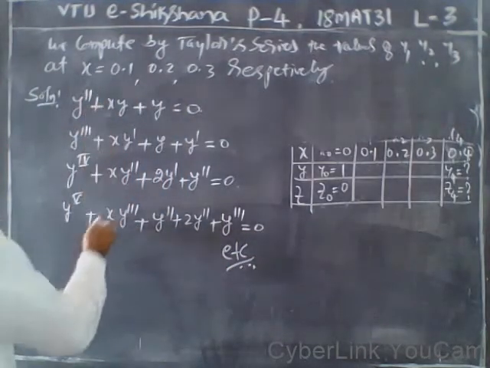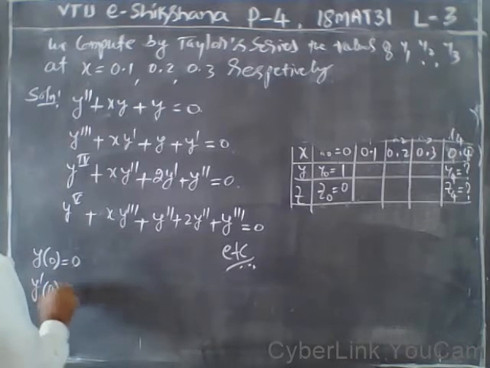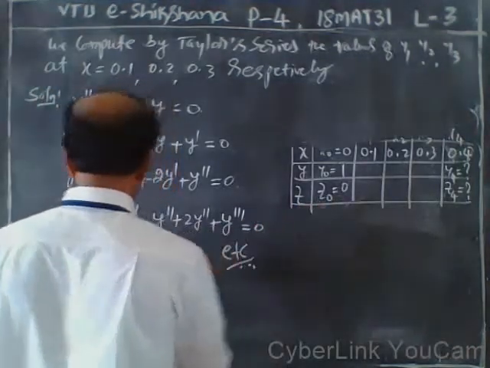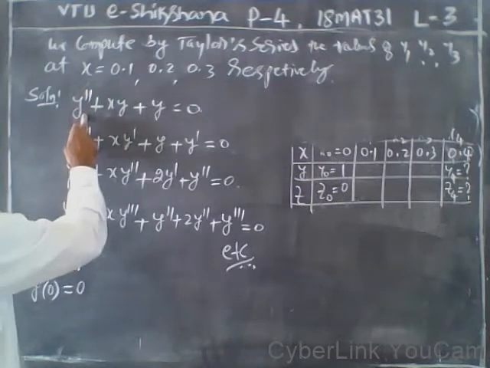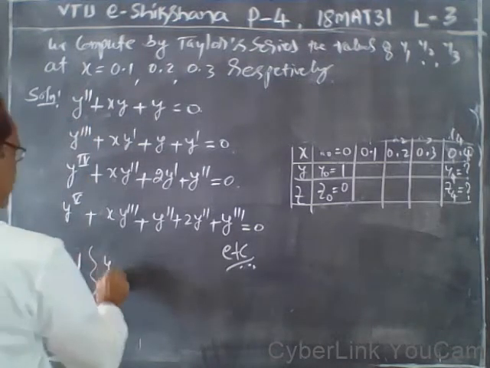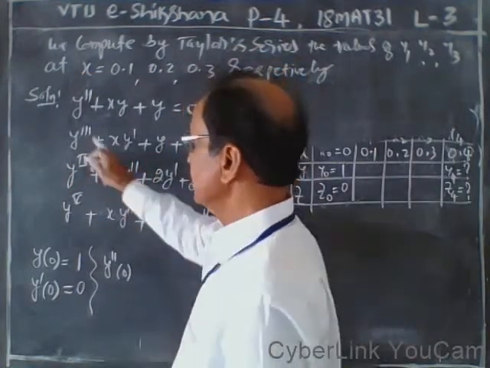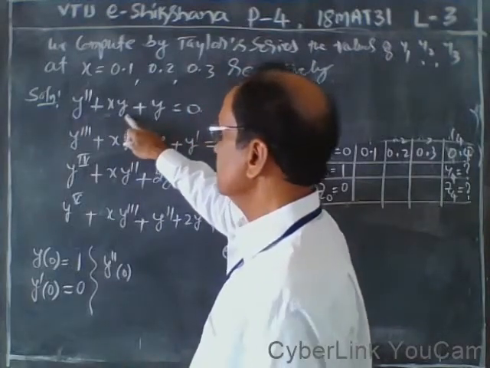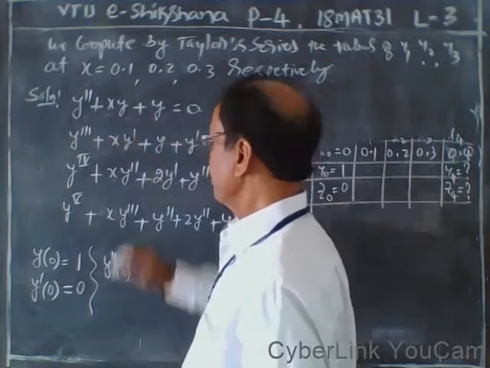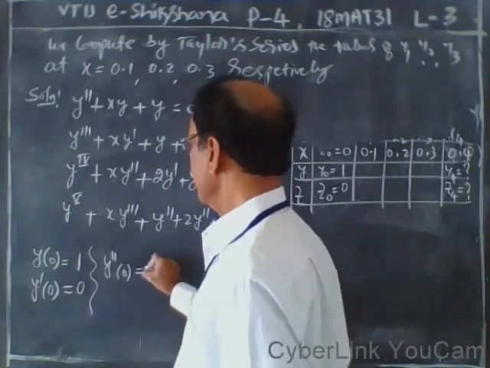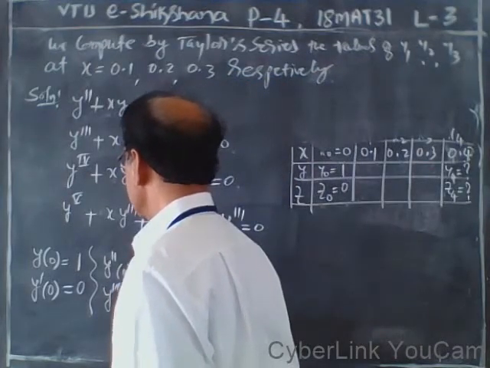Then already we have the set of values: y at 0 is equal to 1, and y dash 0 is given, that is 0. Now we calculate what is y double dash 0 from this. Y double dash 0, we have to calculate by this, substitute, this becomes y0 and this becomes y0. So y0 is 1 and y0 is 1 and x0 is 0. Therefore, this becomes minus 1. If you take it to the right side, then y triple dash at 0.